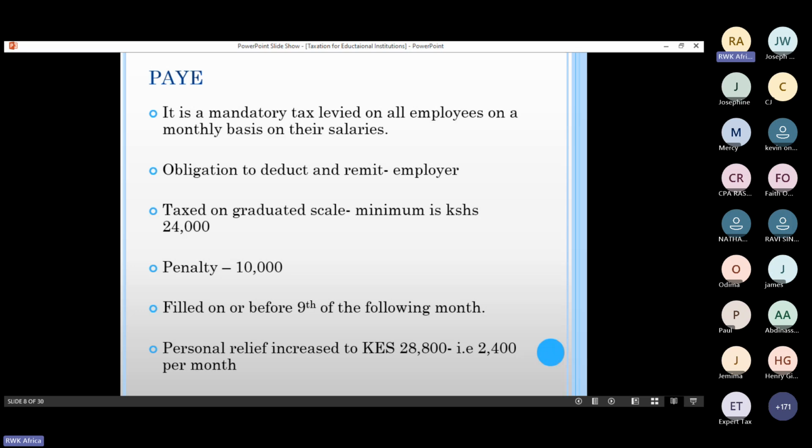Under the pay as you earn, we have a personal relief, which is 28,800 per year and 2,400 per month. So that's why any person earning 24,000 will not have a tax to pay, because 24,000, we have said, is in the first tax bracket, which is taxed at 10%. So 10% of 24,000 is 2,400. Then now you get the tax relief of 2,400. So the net effect will be 0. So no tax will be paid.